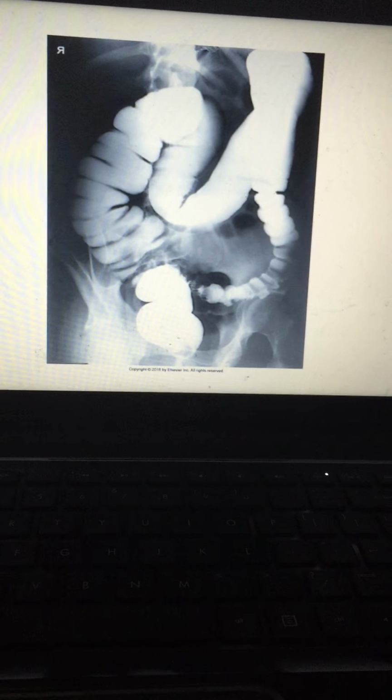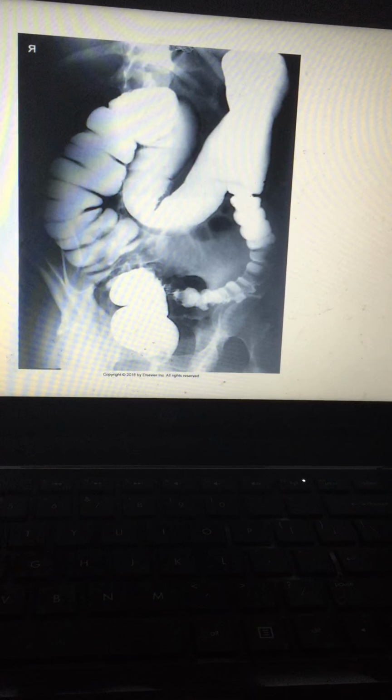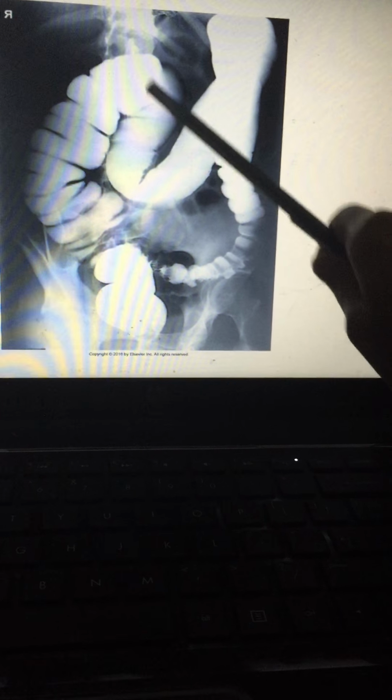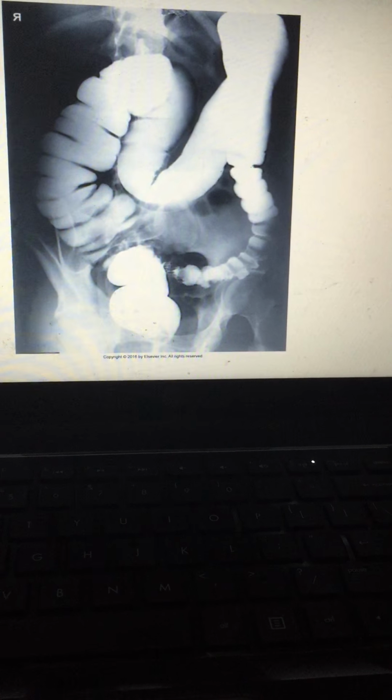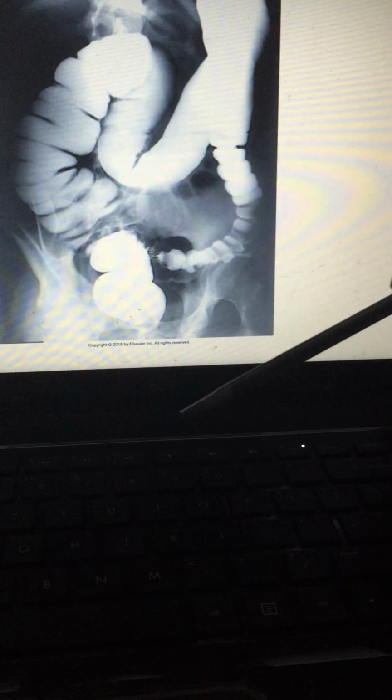Next we have an AP oblique or PA oblique, and in this one we are looking at the right colic flexure, and here we want to see that it is opened and not so much superimposed, and we also see the ascending colon as well as the sigmoid.